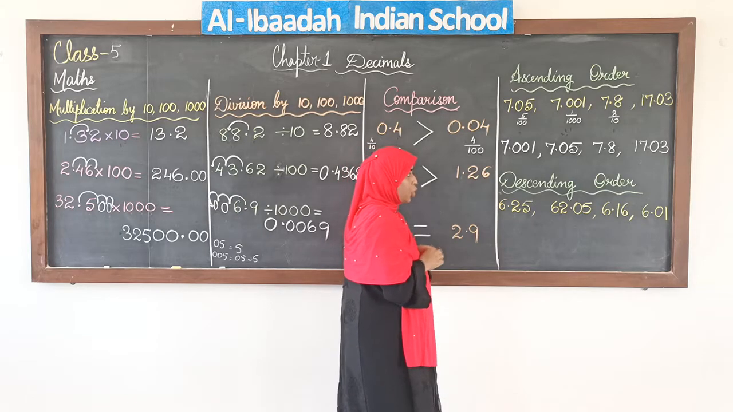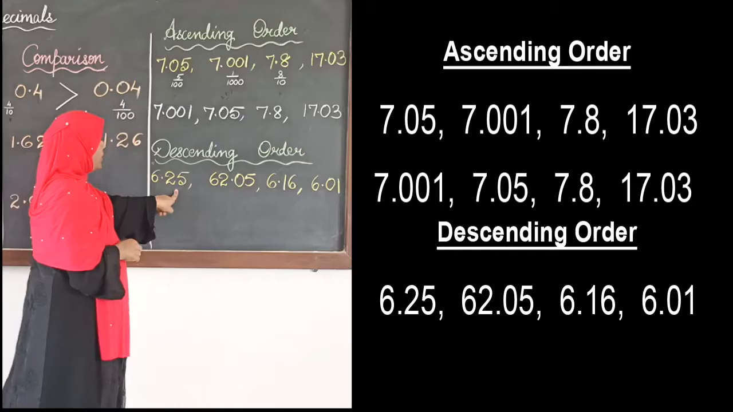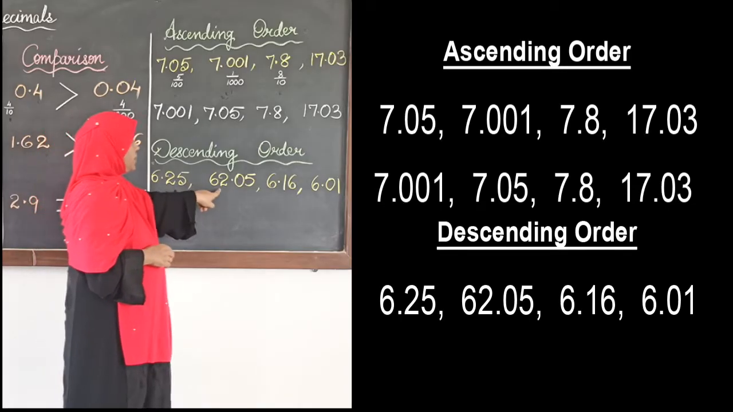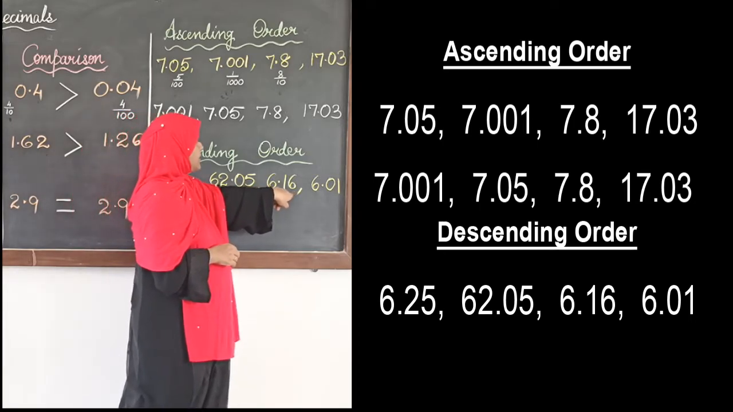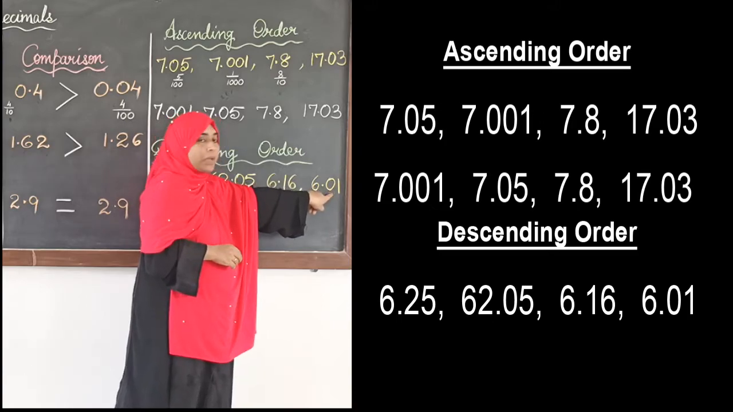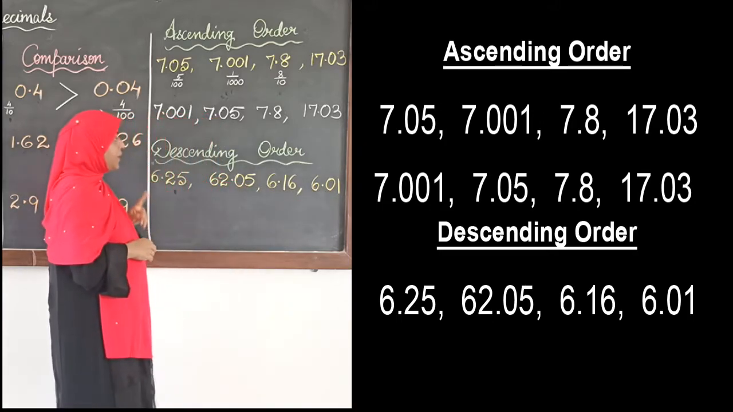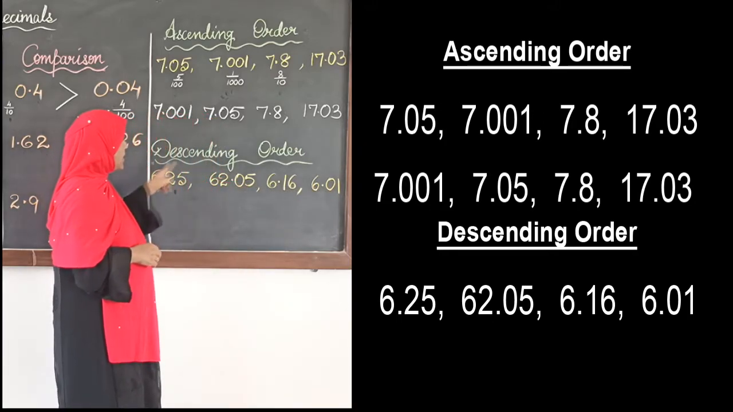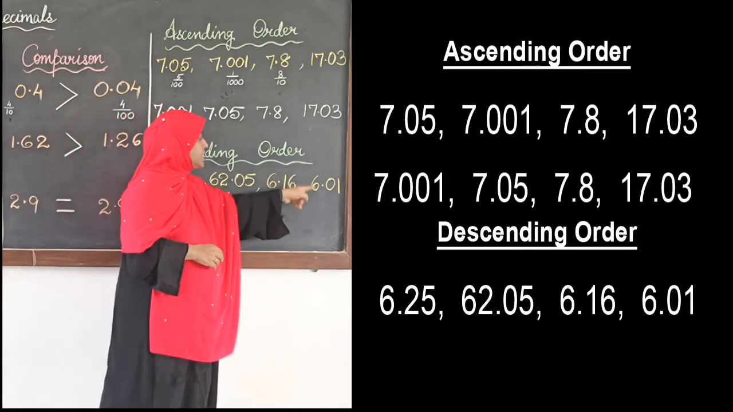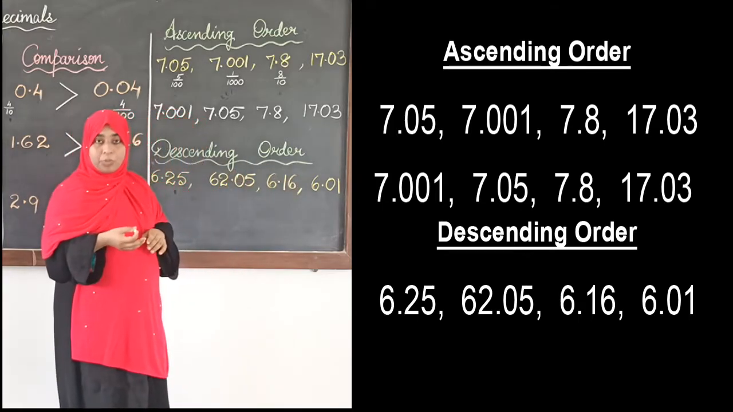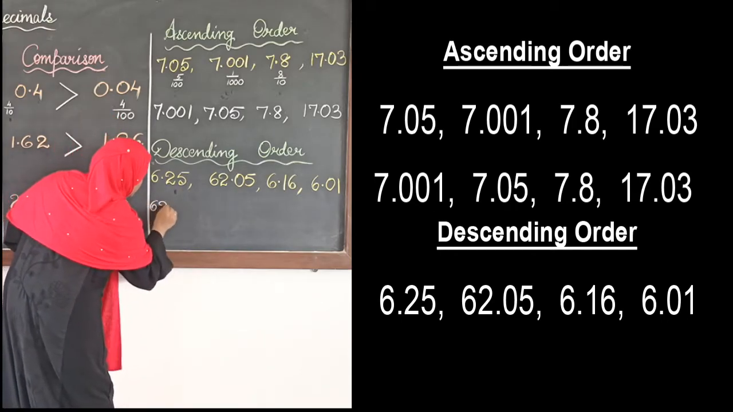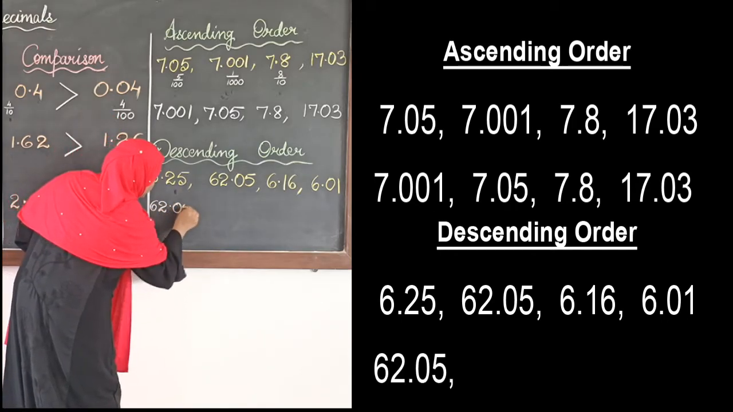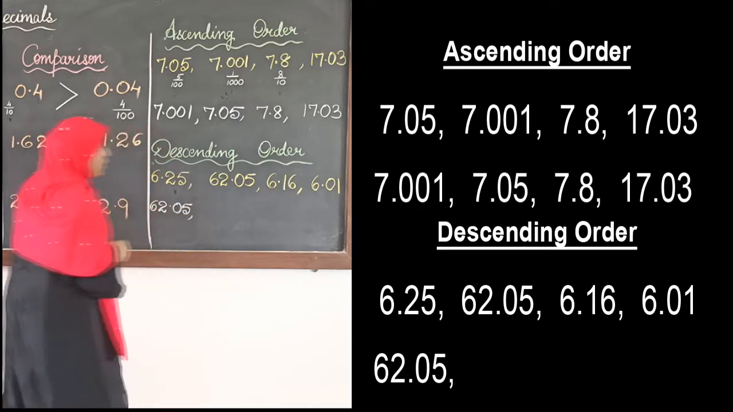So let us compare the whole numbers first. 6.25, 62.05, 6.16 and then I have 6.01. Now if we compare the whole numbers, 6, 62, 6 and 6. So 62 is more in value, right? So the greatest number over here will be 62.05. Okay, first we will compare the whole number.